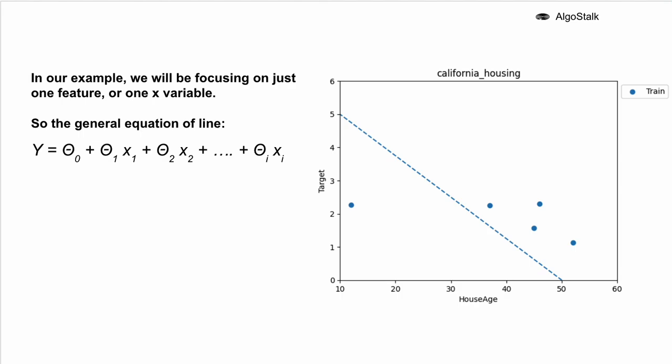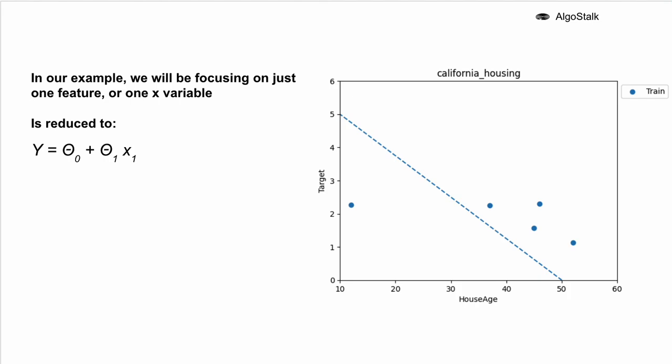For our example today, we are keeping things simple by focusing on just one feature, or one x variable. The general equation of a line looks like this: y equals theta 0 plus theta 1 x1 plus theta 2 x2 plus theta i xi. But since we are using just one feature, we can simplify it to y equals theta 0 plus theta 1 x1.